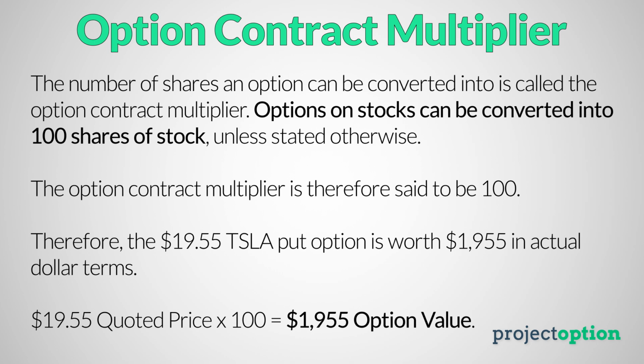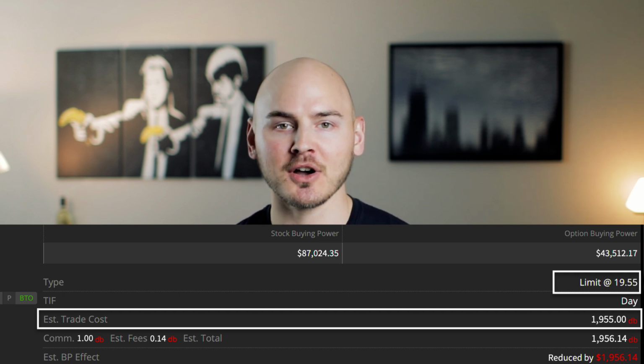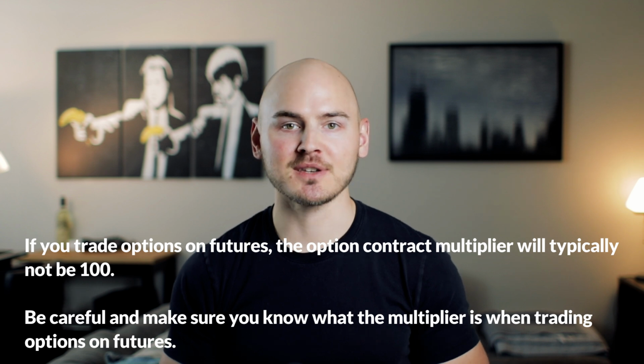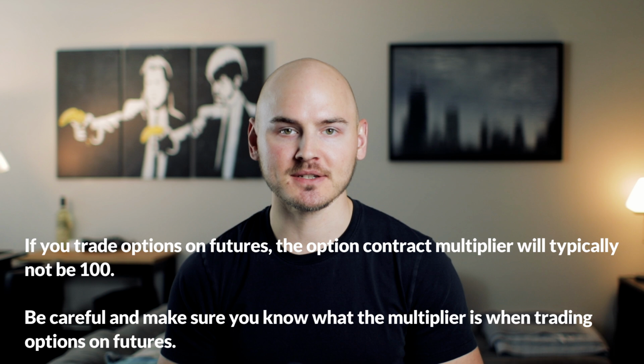$1,955. That means that if I wanted to purchase this Tesla put option for a quoted price of $19.55, I would actually need $1,955 in my trading account to purchase this put option. In options trading, this is called the option contract multiplier, and in 99% of the options that you're going to encounter and be looking at, the option contract multiplier is going to be 100, which means the option can be converted into 100 shares of stock.